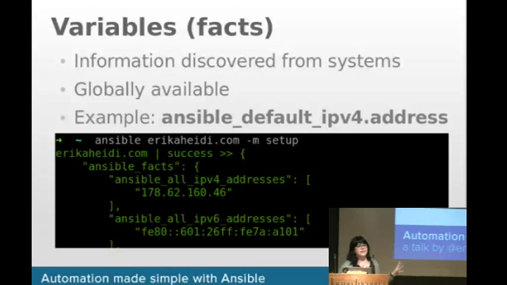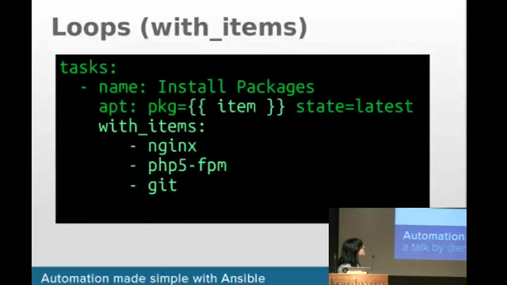So facts are a special type of variables. We just saw that running on the playbook. The facts have information about the system like network interfaces, IP addresses, OS family. It also shows if the server is a virtual machine or not, and things like that. So it's very useful, and you can use this information to make your playbook work across different operating systems.